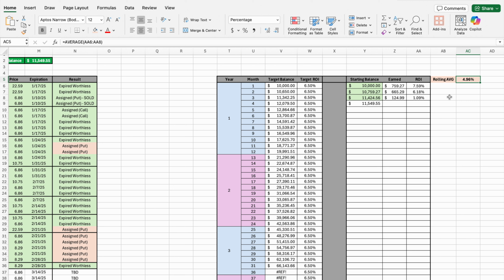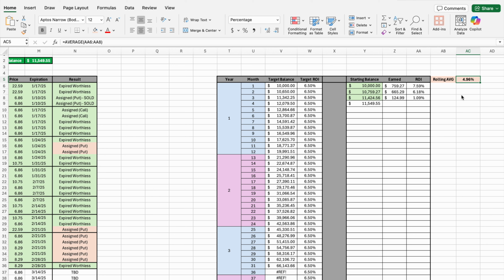On average, if you take all the months year to date, it's 4.96%, about 5%. I figured I would start tracking the average because, like I said, some months will be good, some months will be bad, and overall, on average, I wanted to get a 6.5% return.